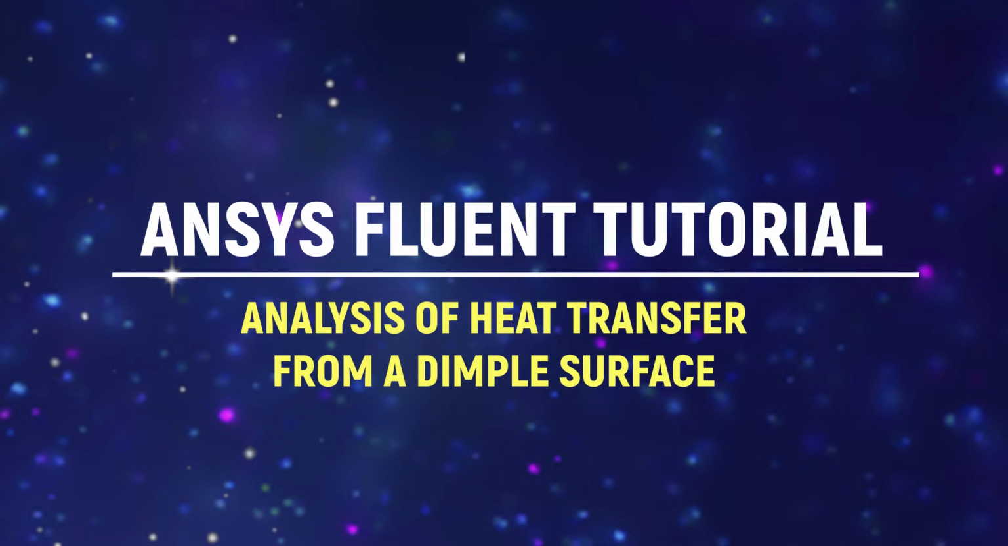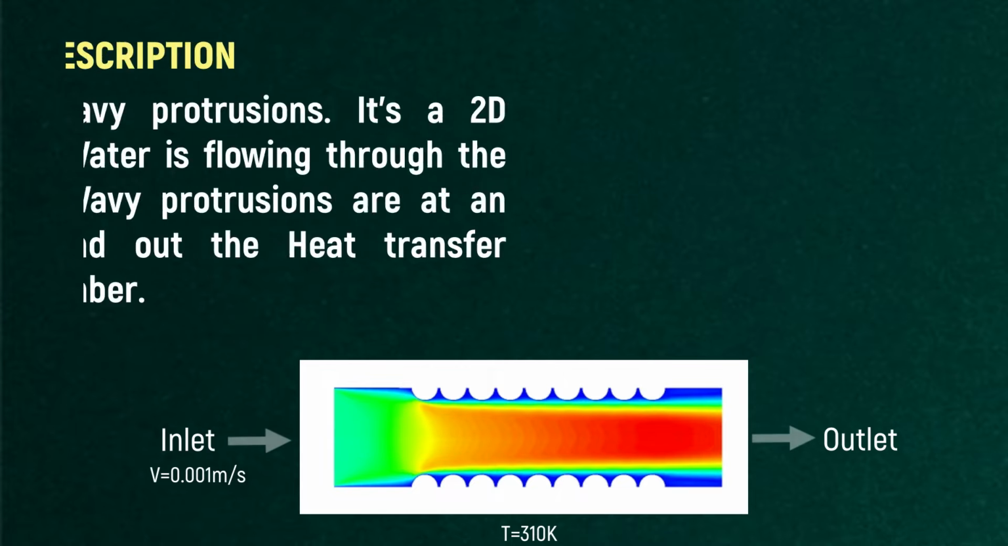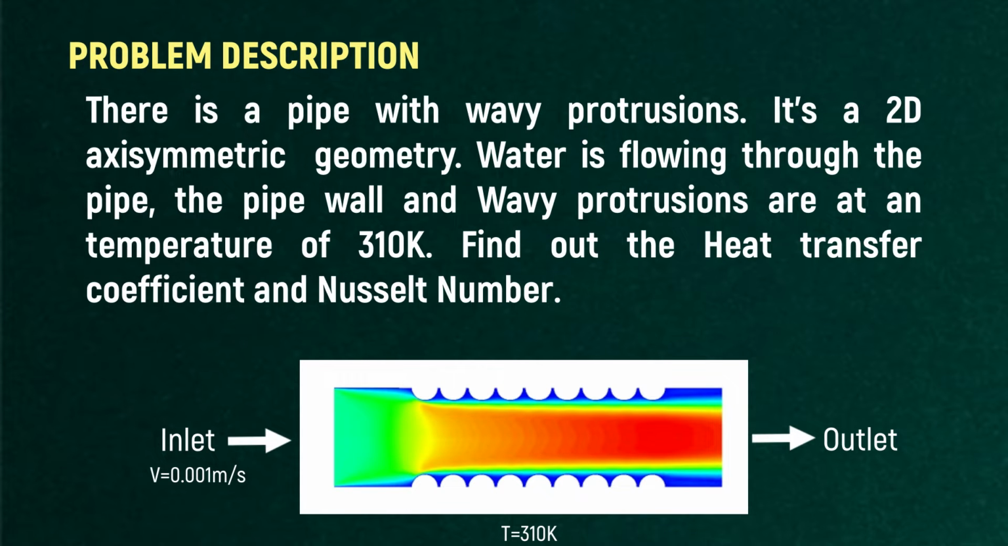In this tutorial, we are going to analyze heat transfer from a dimple surface. There is a pipe with wavy protrusions. It is a 2D symmetric geometry. Water is flowing through this pipe. The pipe wall and the wavy protrusions are at a temperature of 310 Kelvin. Find out the heat transfer coefficient and Nusselt number.